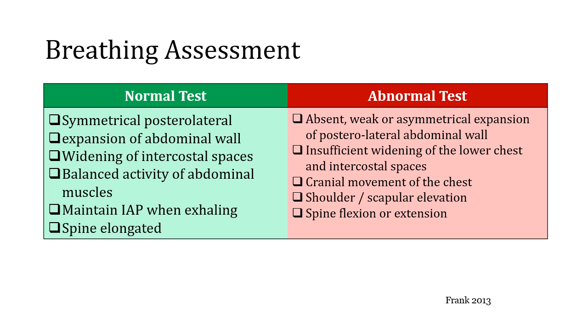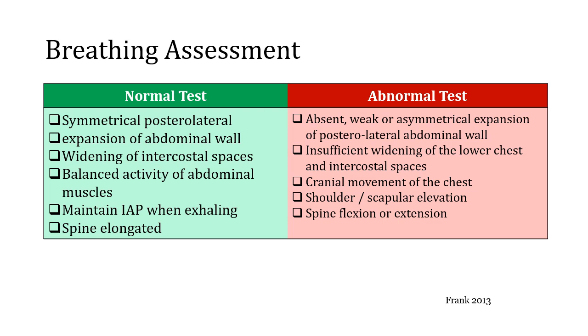Normal test. So you can see the different components shown in the left-hand column. Symmetrical posterior lateral expansion, widening of the intercostal spaces, balanced activity of the abdominal muscles, maintaining intra-abdominal pressure when exhaling. That means that there's still some tension left within that posterior lateral wall of the abdominals, and then spine elongation. So they're not collapsing, they're not going into lumbar or spinal extension on the inhalation, nor flexion on the exhalation.